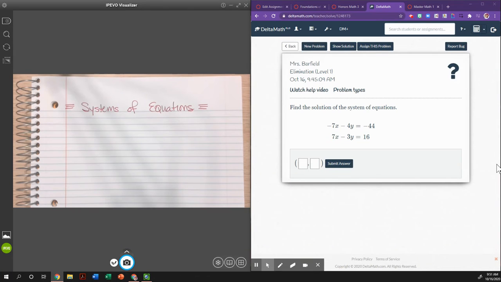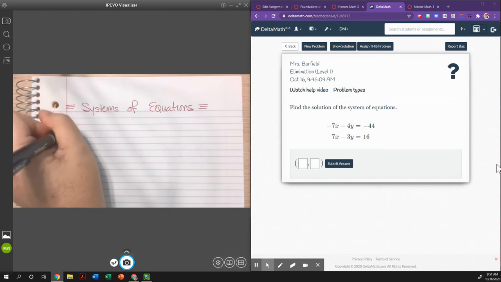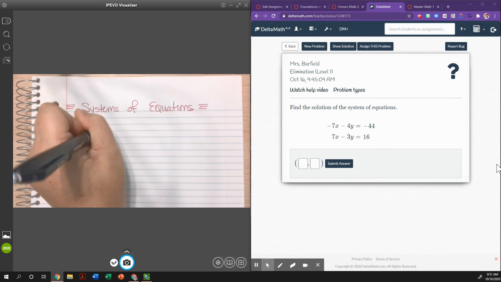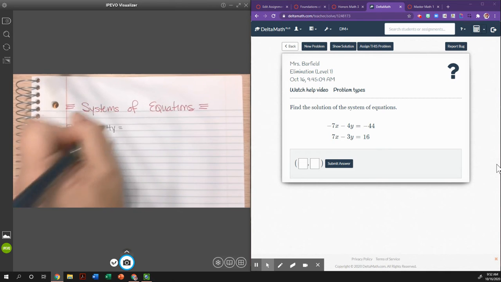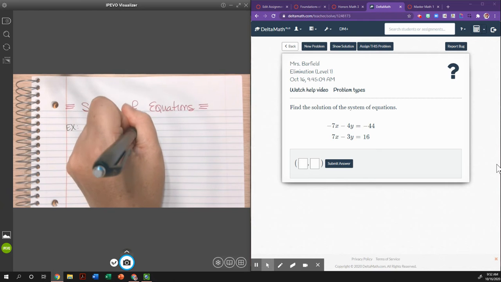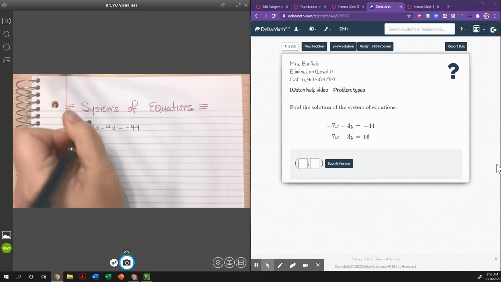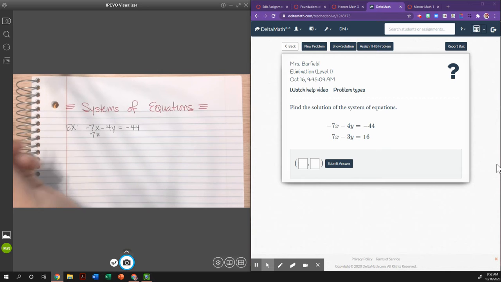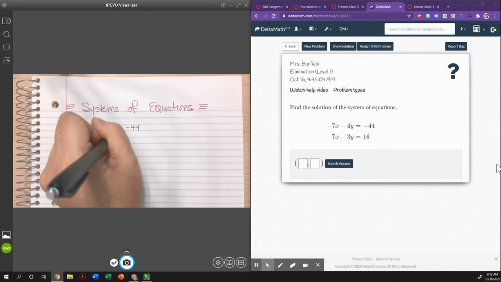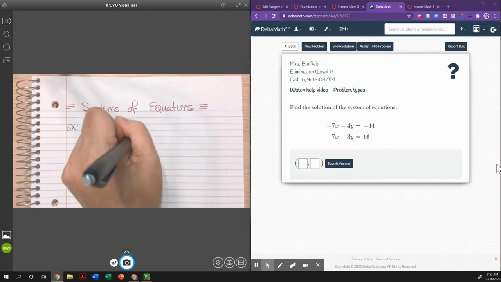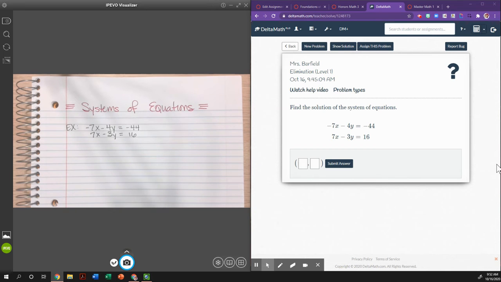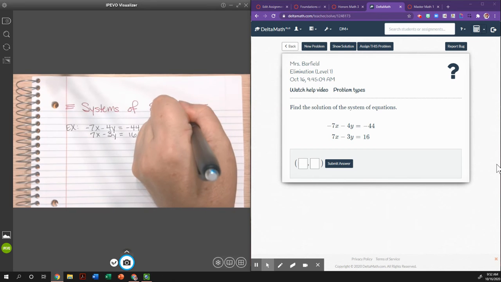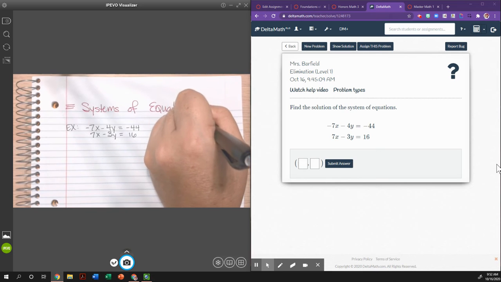All right, you guys, so we're going to be looking at a different approach to systems of equations, okay? So if we have our first example, it says negative 7x minus 4y equals negative 44. And then our second equation is 7x minus 3y equals 16. All right, so far we have solved these by graphing.